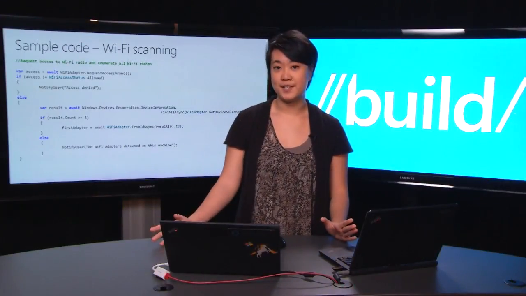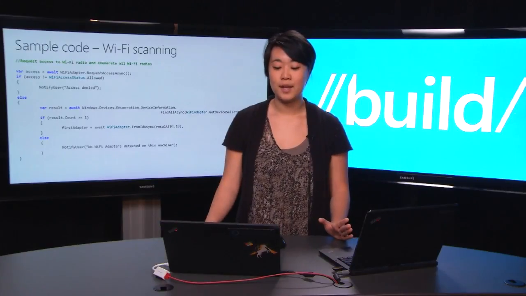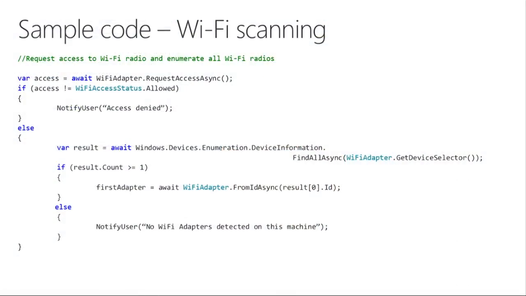So now I will go over some sample code for Wi-Fi scanning and Wi-Fi connecting. Again, we see this RequestAccessAsync pattern, which allows the app to have access to the Wi-Fi adapter for any operation. And I check the access status to see if I have that permission. Then I go through an enumeration pattern. This is the Windows.Devices.Enumeration pattern for FindAllAsync, which is a little bit more roundabout for enumerating the Wi-Fi adapters on the system, but I'll show a simpler one later on.